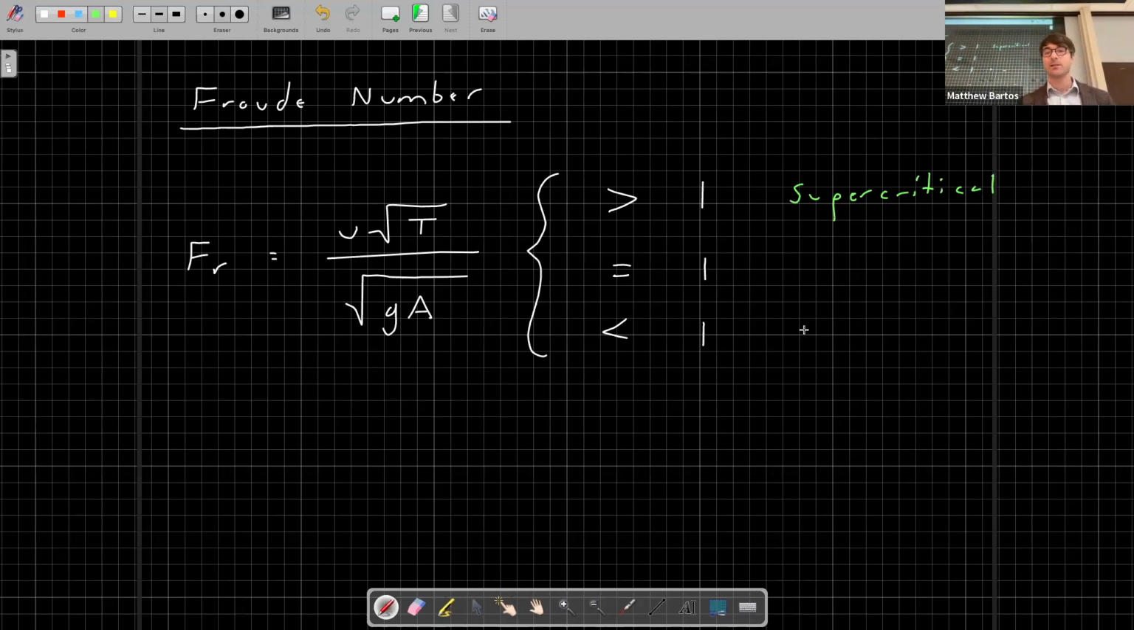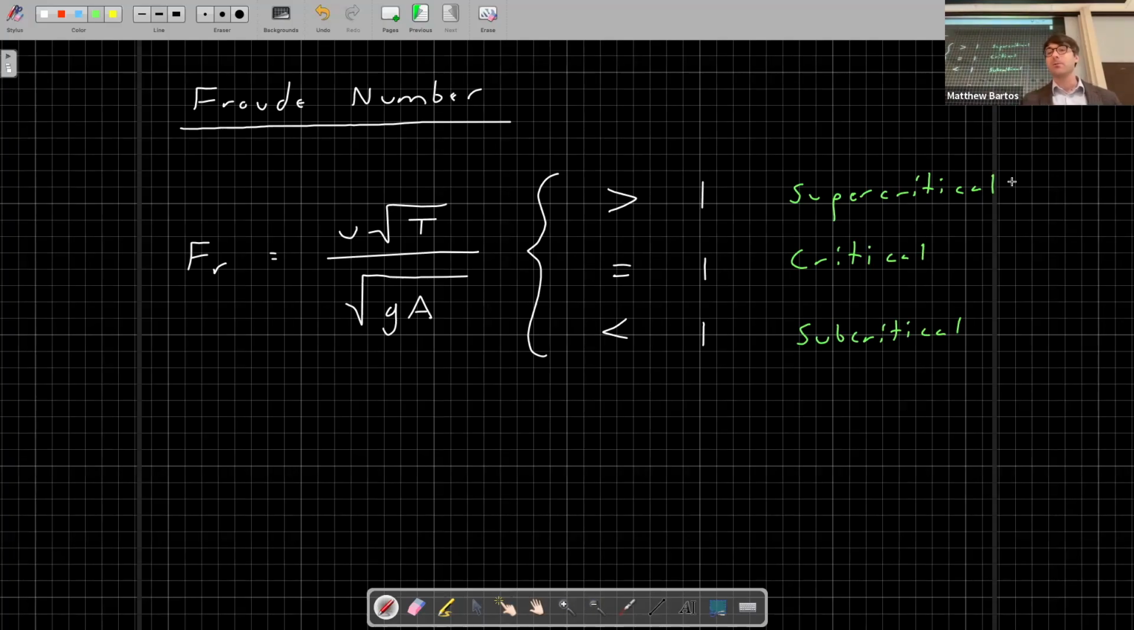If it's less than 1, the flow is subcritical. And if it's equal to 1, the flow is critical. So remember, when the flow is critical, it's at its minimum specific energy. And that corresponds to this expression being equal to 1 from our derivation of the Froude number.